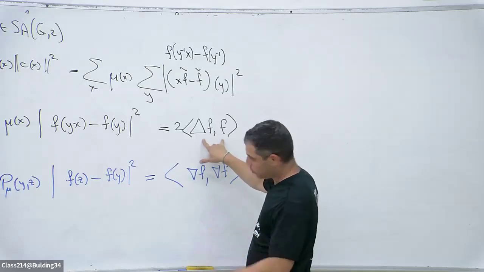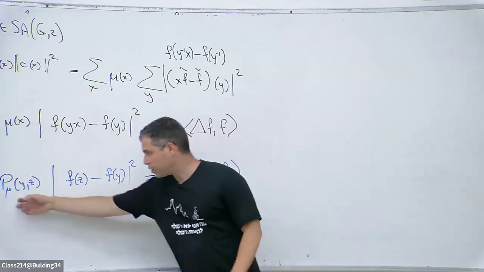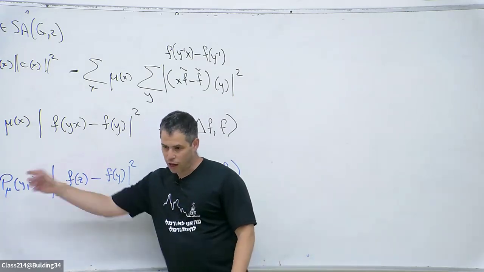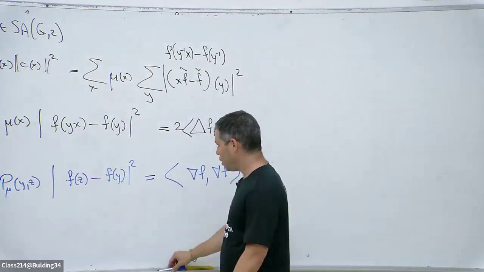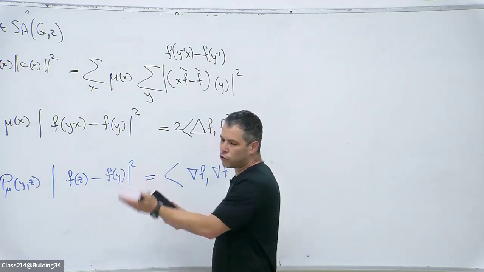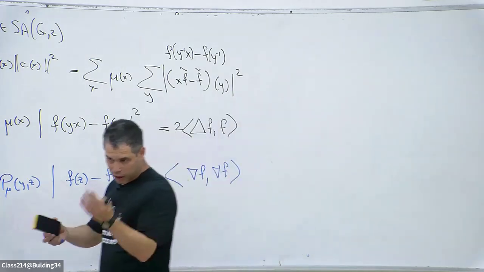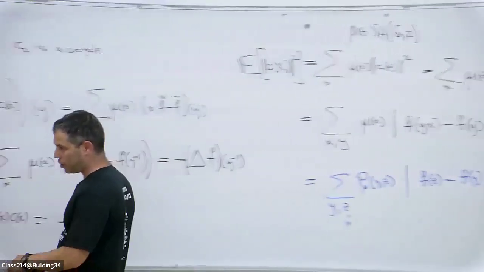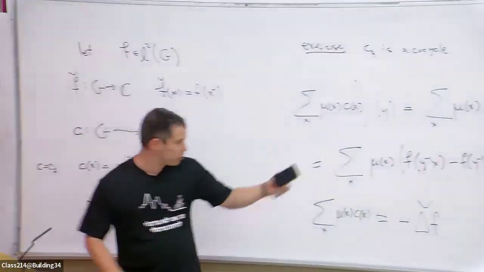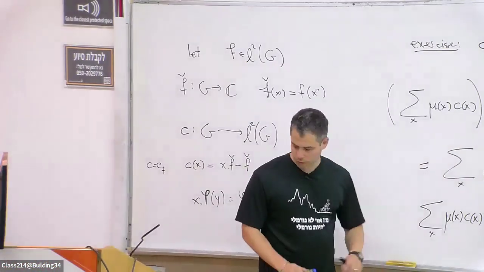If you have a Markov matrix and you write Laplacian of f, you get this, so the Laplacian is I minus P. Okay, just open up all the squares. You need to assume that everything converges absolutely so that you can put the sums, but that follows from the fact that we took mu in SAG2.